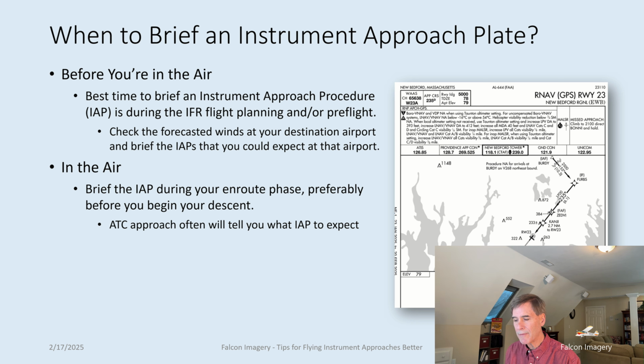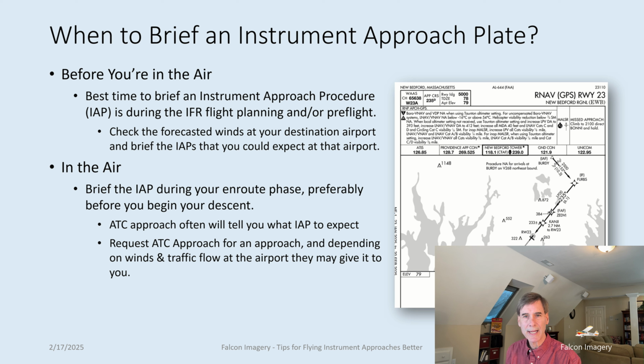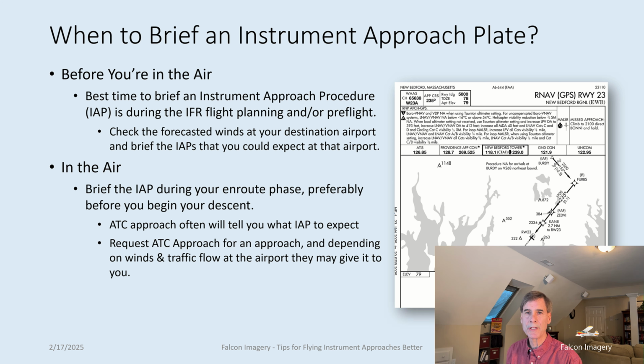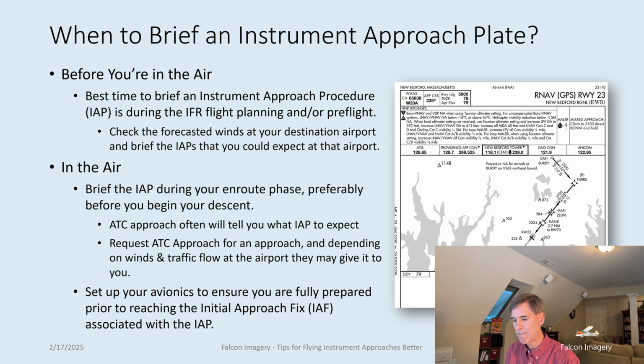ATC approach will often tell you what instrument approach procedure to expect. Also, if you haven't heard from them on what to expect for an approach procedure, give them a call and request an approach that you'd like to fly. And depending on winds and traffic flow, they may accommodate you. By getting that information early on, while you're still in the approach phase and you haven't actually started descent, you have a chance to brief those plates or procedures ahead of time. But hopefully in advance, you've already looked at those particular procedures while you're on the ground at your departure airport.